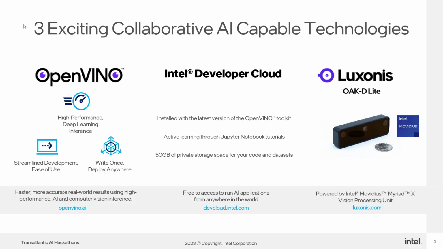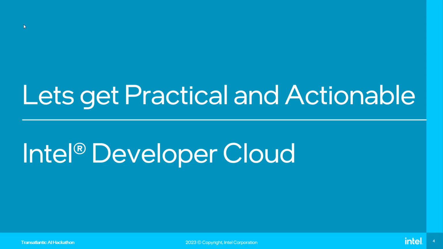Reminder, we're bringing you 3 exciting collaborative AI-capable technologies. Today's training video is about the Intel Developer Cloud. It's always installed with the latest version of OpenVINO Toolkit. You can do active learning through Jupyter Notebook tutorials, and you get up to 50 gigabytes of private storage space for your code and your data sets. So let's get practical and actionable on the Intel Developer Cloud.